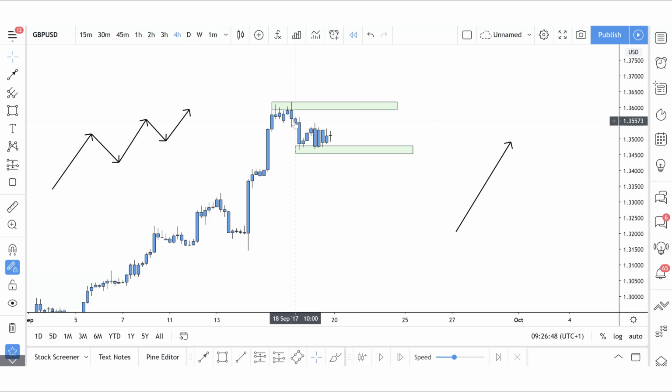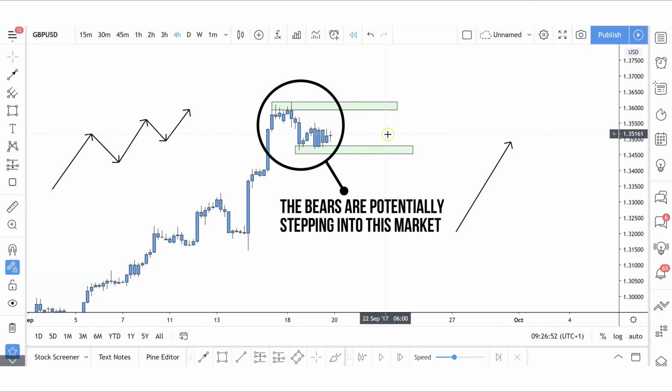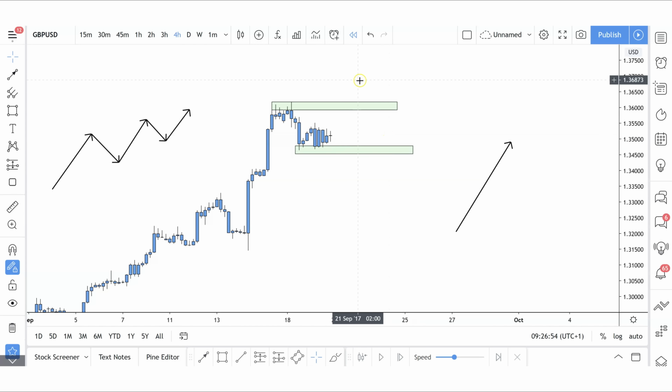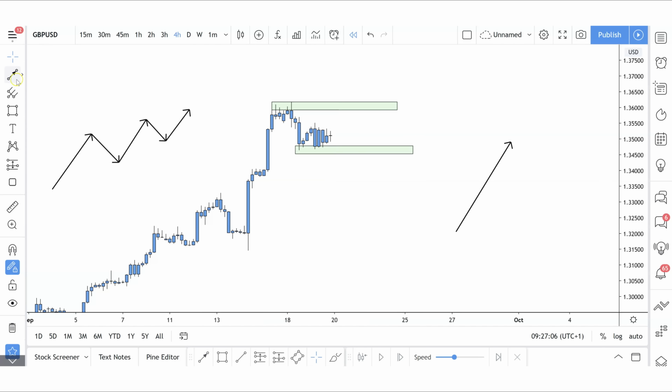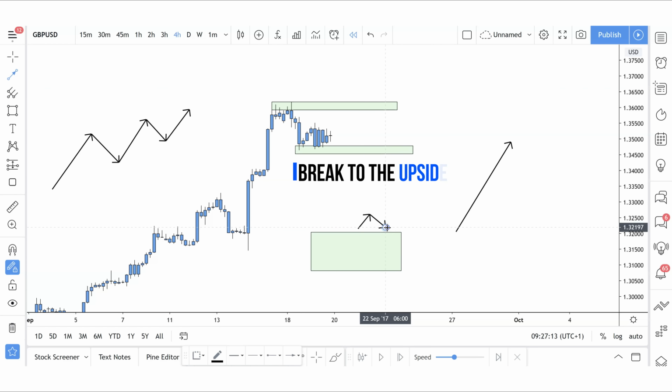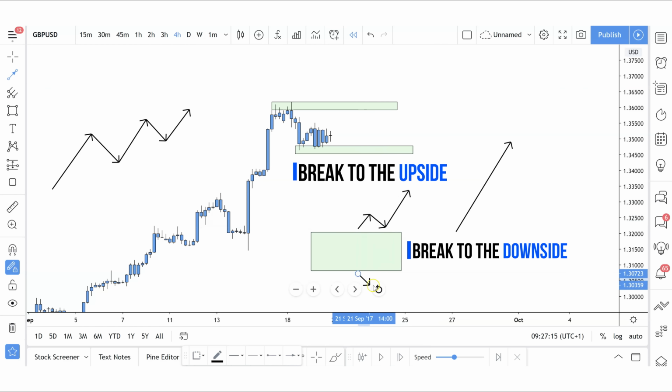We don't really see the bearish pressure yet, but we can get an idea that the bears are potentially stepping into this market. Otherwise, we would have seen this rally by now, or at least start to see it push to the upside. So for that reason, we can start to anticipate a range. With a range, what we're looking for is just simply for the market to do one of two things. It's either going to break to the upside, we look for the retest and continuation, or break to the downside, look for that retest and that continuation.